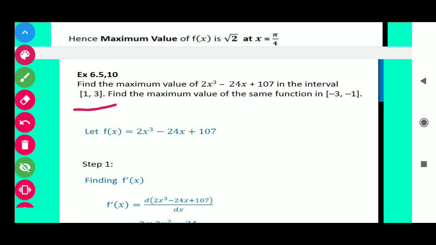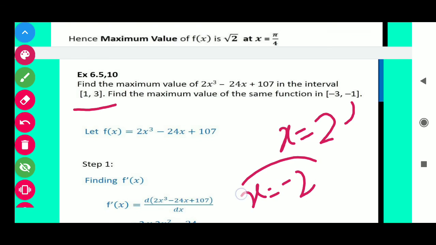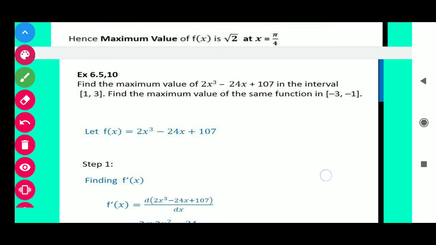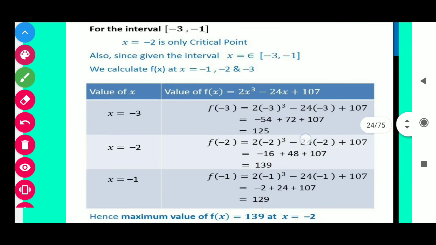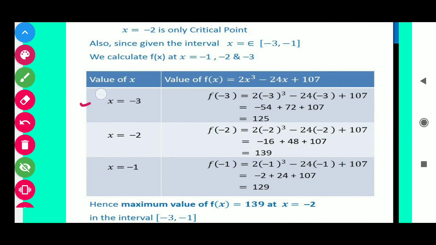But here for the same question, x equals 2 doesn't lie in this range, so we will take x equals -2 as the critical point. Now students, by this same working rule, you can see here we put x equals -3, -2, -1 in the given function. We get the answers. Hence the maximum value of the function is 139 at x equals -2.